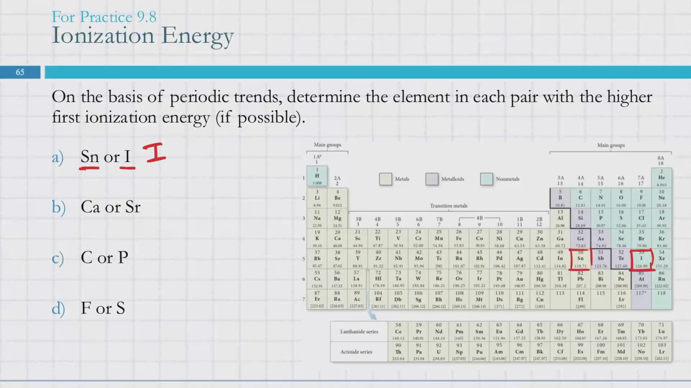Ionization energy increases left to right, because of effective nuclear charge. So iodine is further to the right. It's going to have the higher ionization energy. And then what about calcium and strontium? Which one is going to be harder to remove an electron from?